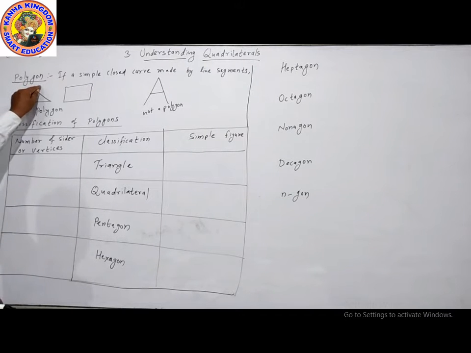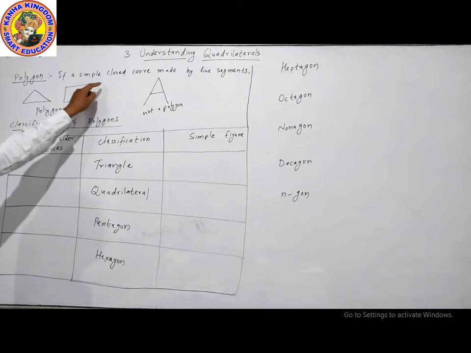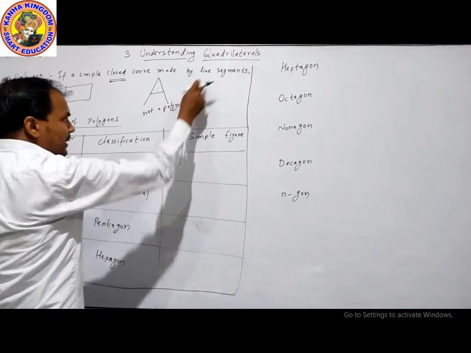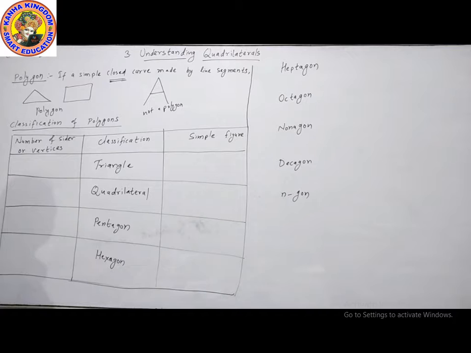So polygon, what is polygon? If a simple closed curve made by lines is called polygon. Next is classification of polygon. The polygon classification made by its line means sides of polygon and vertex of polygon.